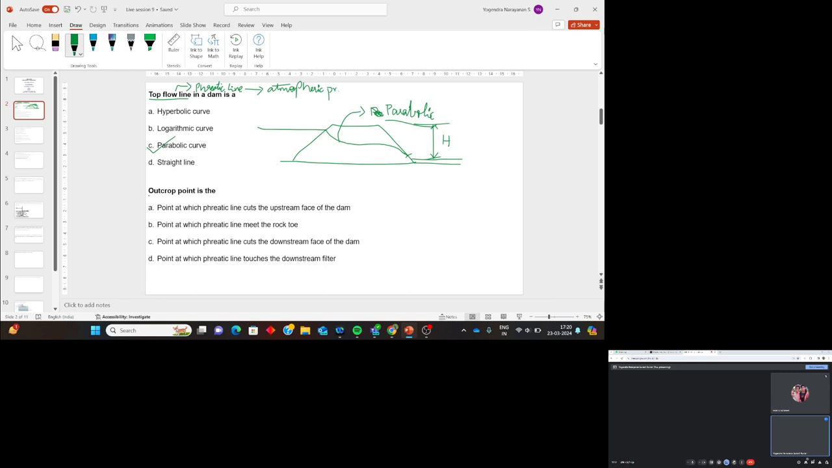When there is no filter, as we can see here, this point is known as the outcrop point. When the width of the dam is such that the phreatic line touches the downstream face, at the point known as the outcrop point, it results in possible failure of the downstream end of the slope, which is why filters are provided at the downstream end of dams. So the outcrop point is the point at which the phreatic line cuts the downstream face of the dam.